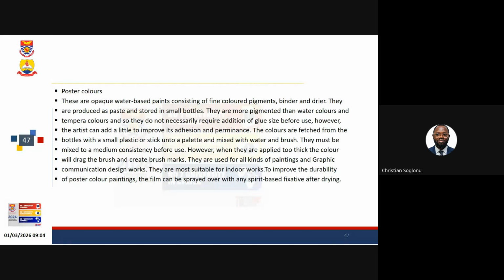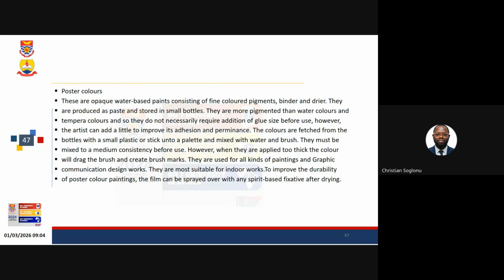However, when they are applied too thick, the color will drag the brush and create cracks. They are used for all kinds of painting and graphic communication works. They are most suitable for indoor works and improve the durability of poster color painting. The foam can be sprayed with any spirit-based fixative.